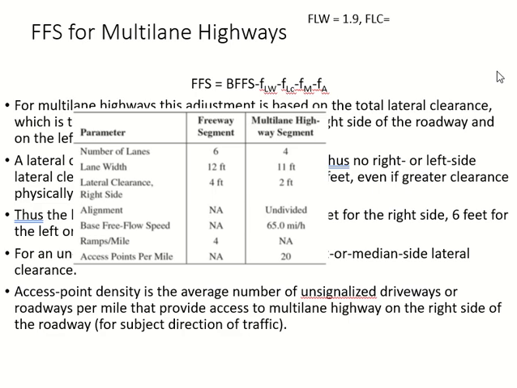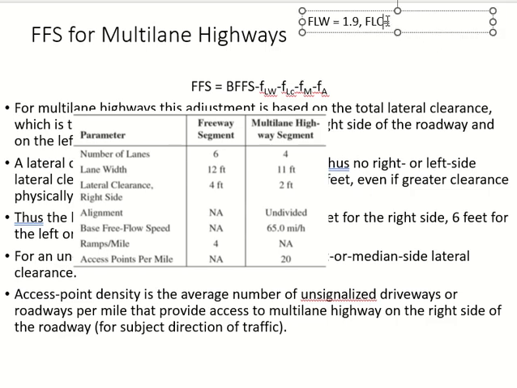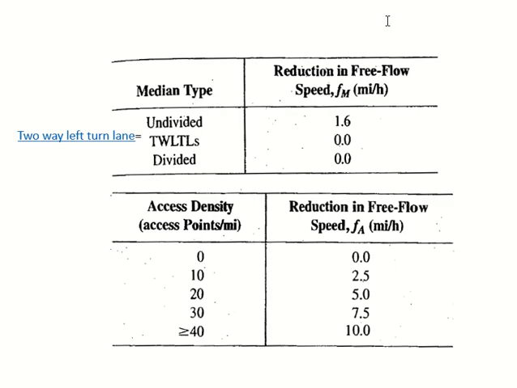Okay, and how many lanes we have? We have 4 lane freeway, 4 lane highway. So in the first 2 columns, 2 plus 6, 8 feet, and the factor is 0.9. Then factors for median type and access point density. Median type is undivided, factor is 1.6. Access points are given 20. So 5, the factor is 5.